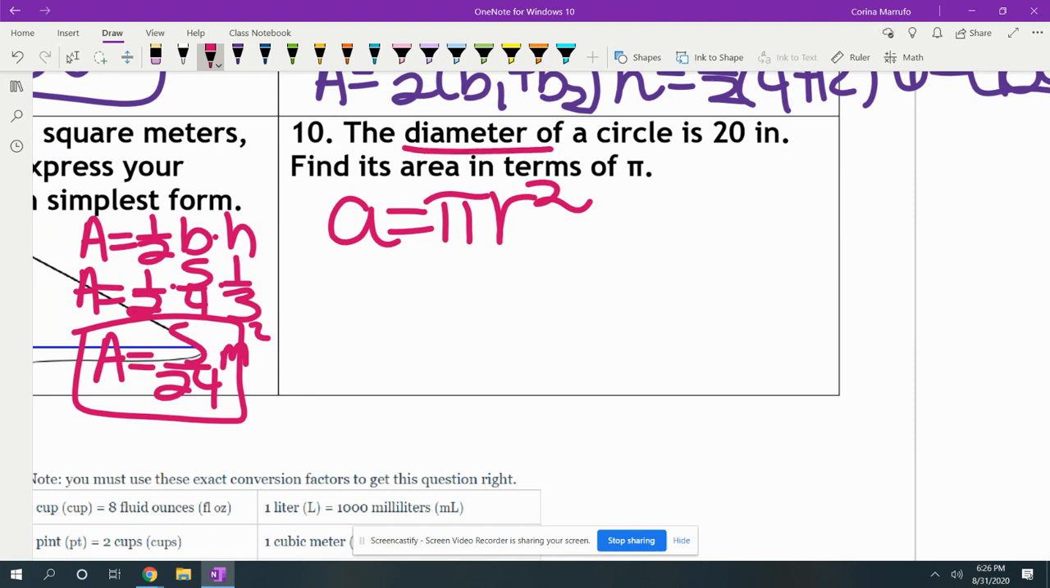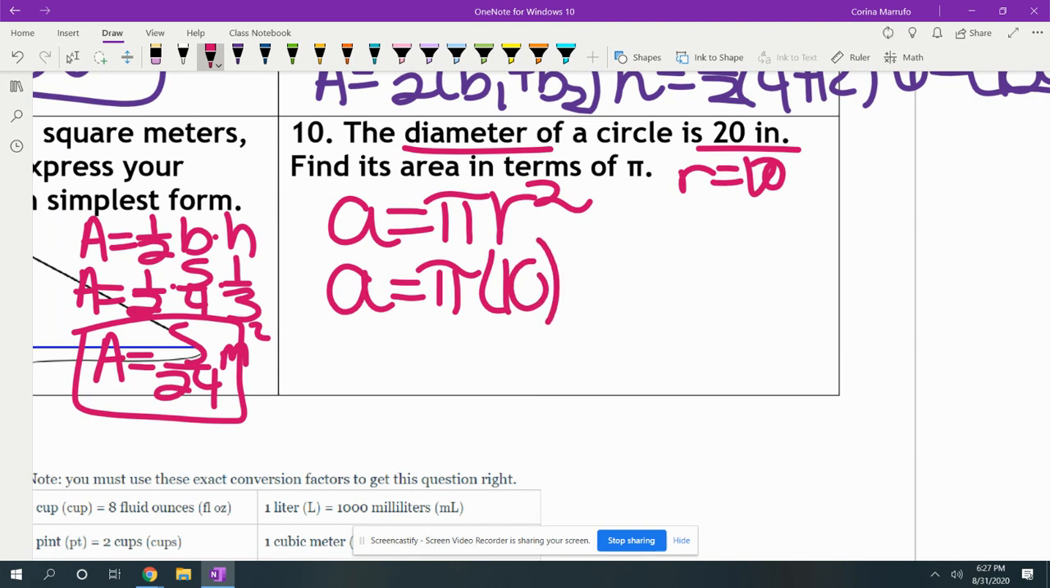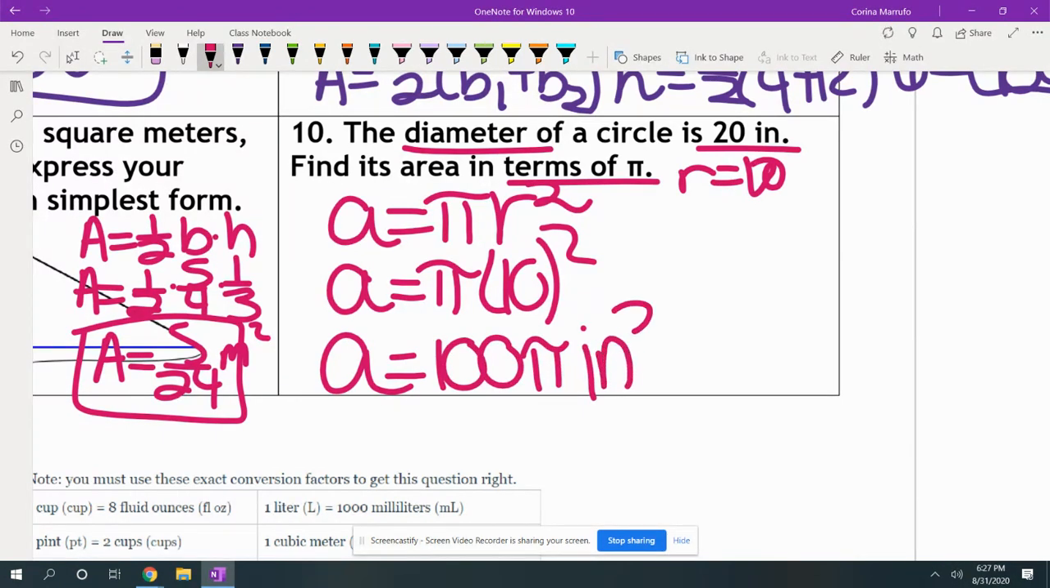Now they do tell us that the diameter is 20. So that means the radius is half of that, which is 10. So area equals pi times 10 squared. And since they want it in terms of pi, we know 10 squared is 100. So it would be 100 pi inches squared.